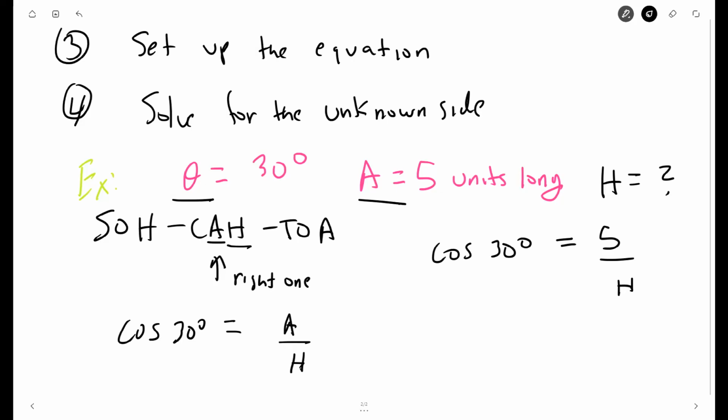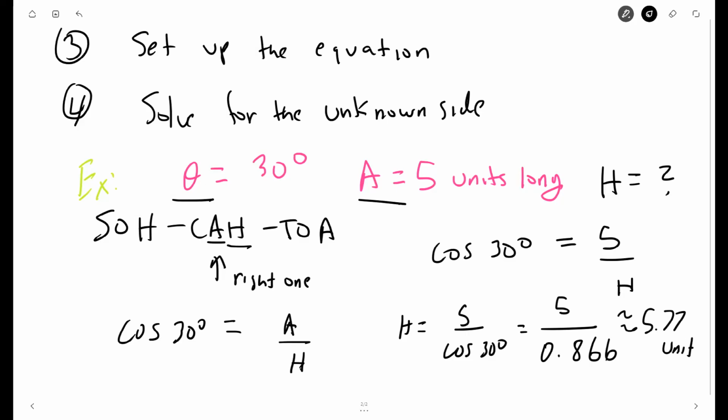Then we solve for hypotenuse. So hypotenuse is equal to 5 over cosine 30 degrees. If you look on your calculator, cosine of 30 degrees is approximately 0.866. When you divide 5 by 0.866, you're going to get approximately 5.77 units. So this will be the length of the hypotenuse.